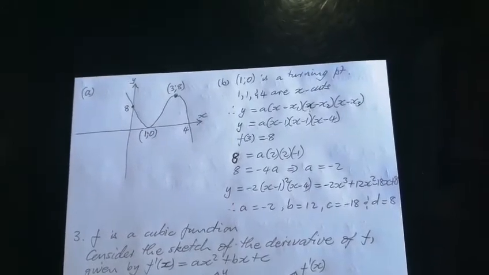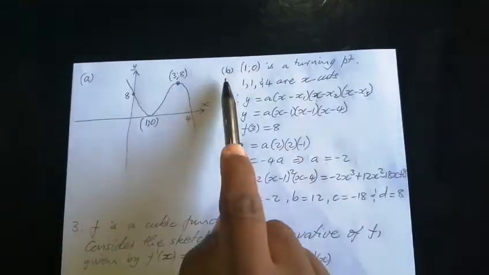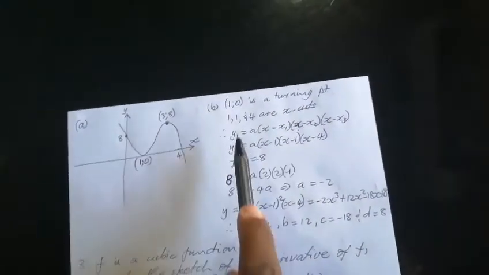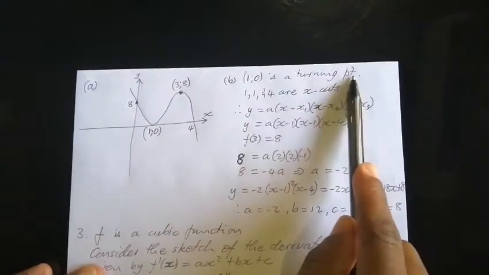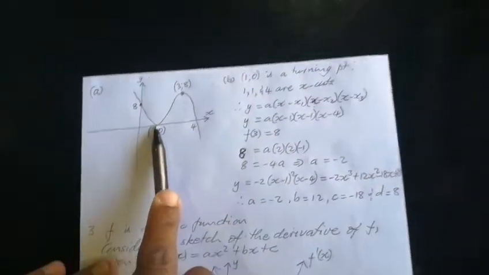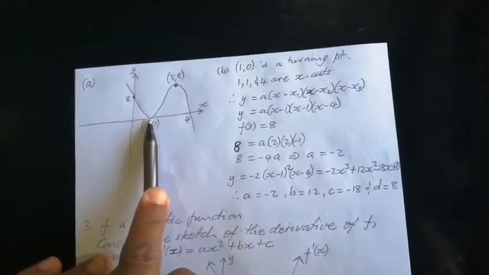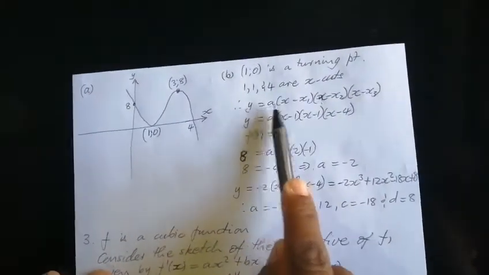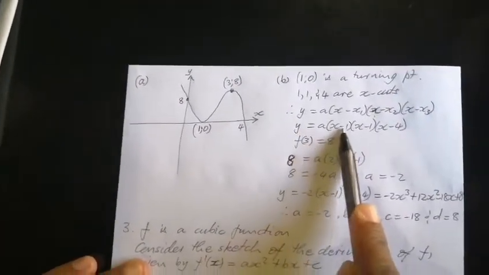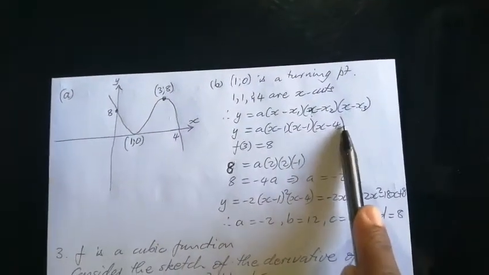But however, that can be confirmed when you now answer part B. Part B is saying determine the values of a, b, c, and d. So with the information that we have, (1, 0) is a turning point. We have seen that already, and it's on the x-axis, which means it's repeated. That's what we agreed last time. So it means our y is equal to, we substitute, our x is 1, so we have x minus 1, and the other x is 4, so it's x minus 4.